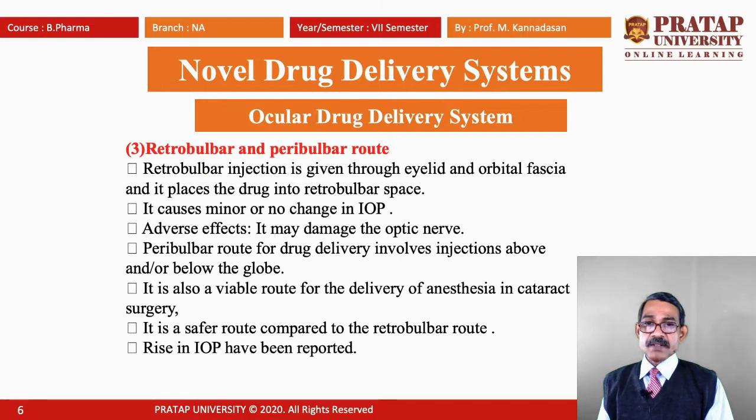Peribulbar route of drug delivery involves injections above and/or below the eye globe. It is also a viable route for the delivery of anesthesia in cataract surgery. Particularly in the eye, cataract removal is called ophthalmic surgery. For that condition, anesthesia may be given to the eye. Accordingly, this peribulbar route may be mostly used for the treatment or surgery of cataract. It is a safer route compared to the retrobulbar route.